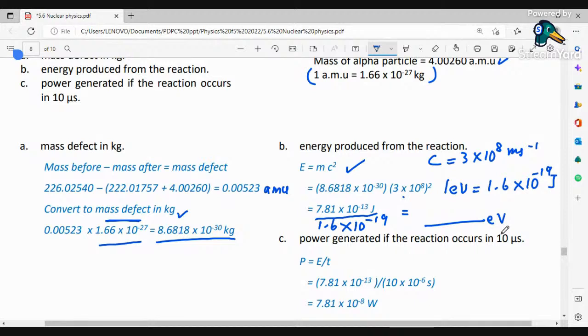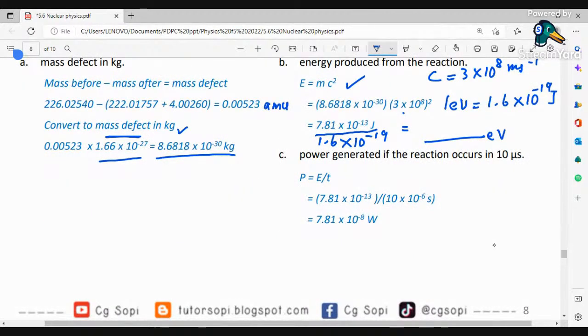Okay, next is power generated. Power is E divided by T, energy divided by time. So the time is 10 micro. Micro ialah micro, 10 power negative 6. So power sudah calculate, energy sudah calculate tadi dalam joule, divide by time, you get 7.81 times 10 power negative 8 watt. Okay, ini dia punya power.